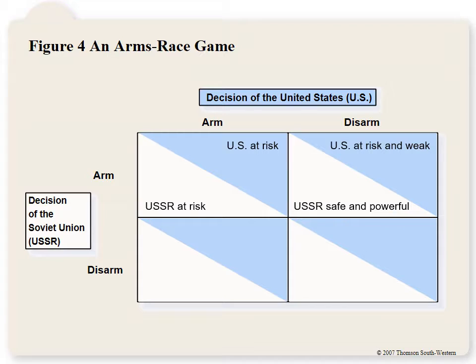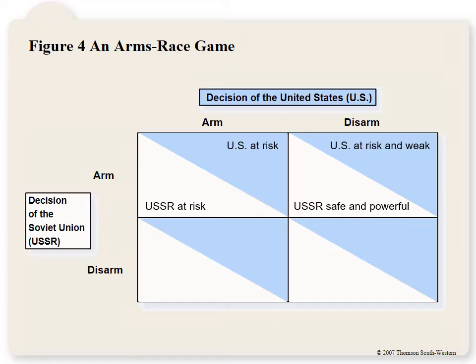Well, if the United States decides to disarm, as maybe they promised to do, you can see that if the Soviet Union still arms themselves with nukes, look at the US. We are at risk and we're going to be weak, right? And if we disarm our nukes, but the Soviet Union decides to arm them, you can see that the Soviet Union is going to be not only safe, but in a position of power.